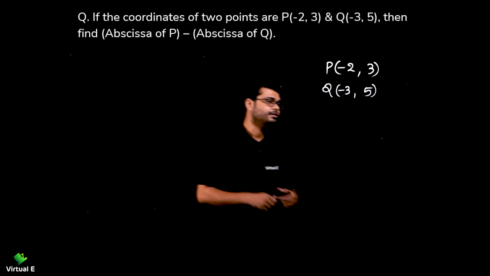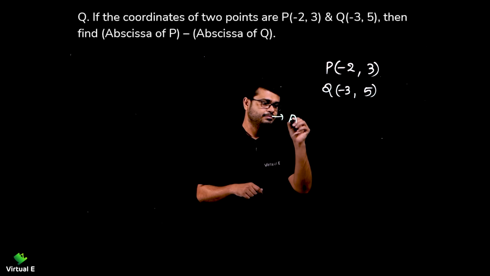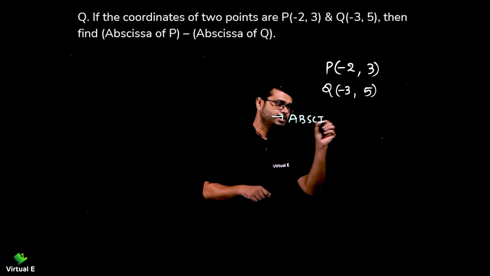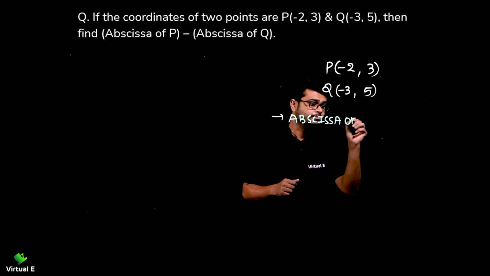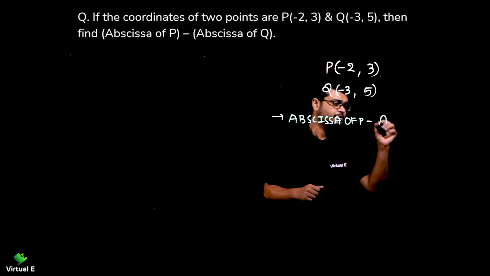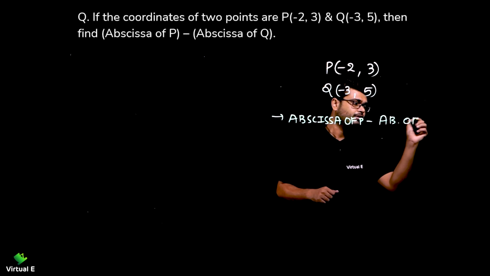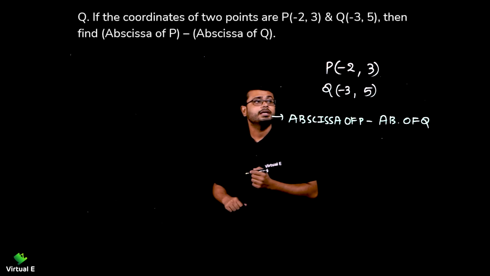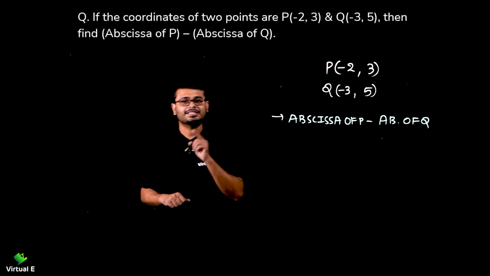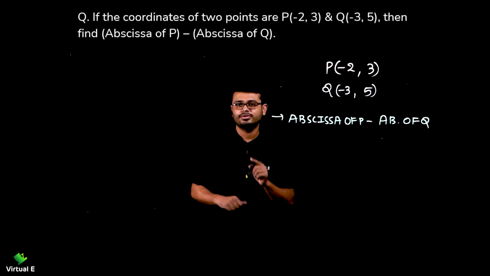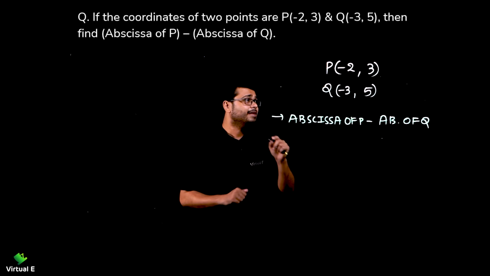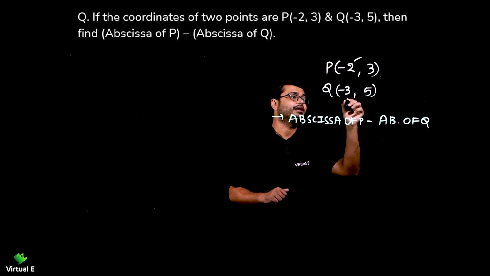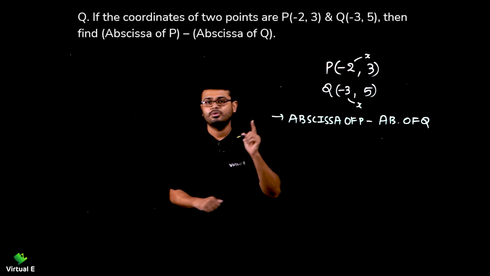So let's write here: abscissa of P minus abscissa of Q. Now abscissa means what? X-coordinate or y-coordinate? I told you, we discussed it in the properties, it is important. So abscissa means x-coordinate. We are interested in x. Y is called ordinate.